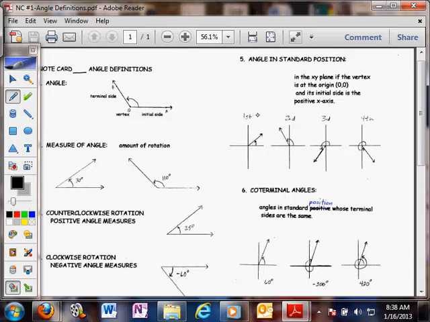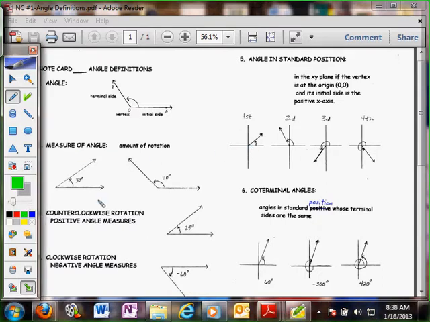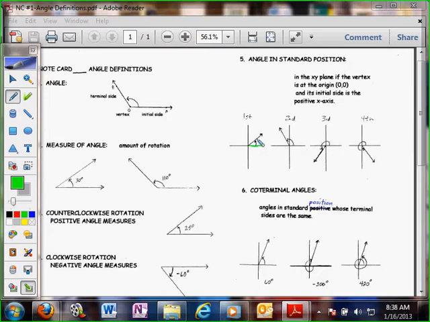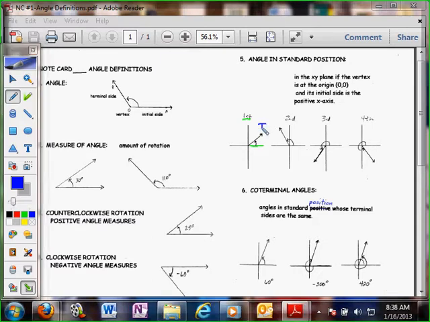So what we have for each one, let's look at the first one. The initial side is the x-axis, and I'm rotating in a counterclockwise manner. And the terminating side is in the first quadrant. You have to remember these quadrants. Start here. This is quadrant 1, 2, 3, and 4. It's also very important in trig.